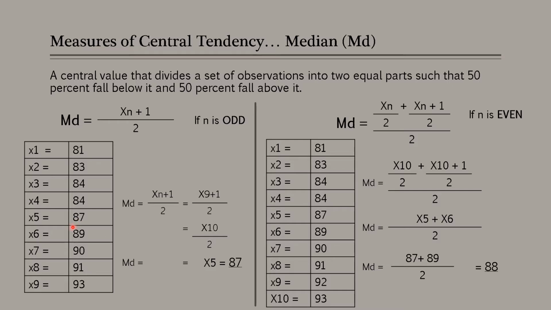The table on the right shows an even number of population. Therefore, the second formula needs to be used. It's x of (10 divided by 2) plus x of (10 plus 1) divided by 2, coming up with x5 plus x6 all divided by 2, or the grades of x5, which is 87, and x6, which is 89, divided by 2 to come up with the median of 88.